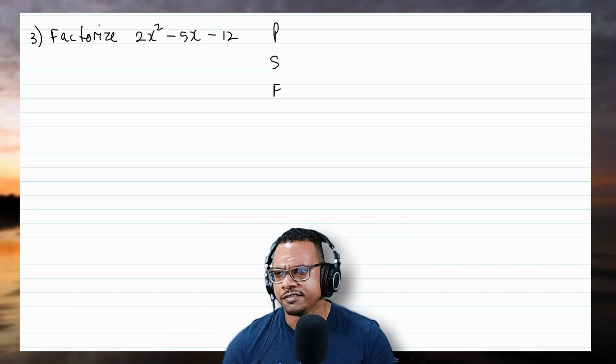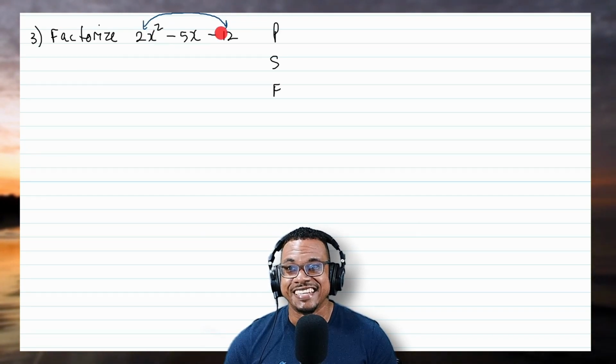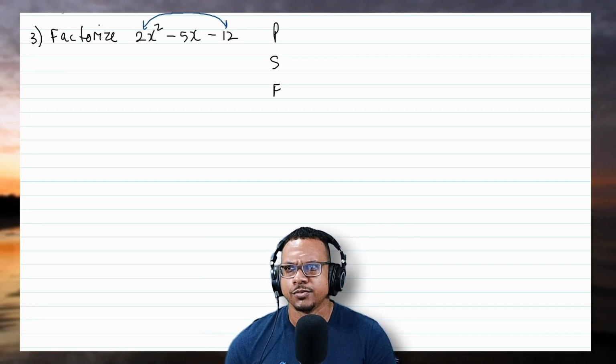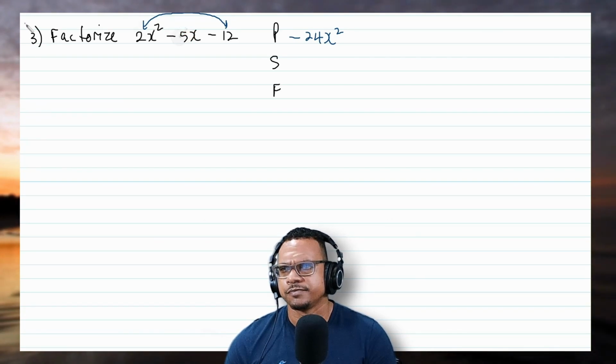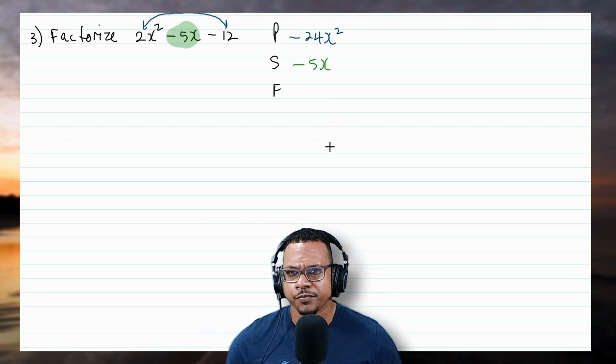So again, I'm multiplying the first term by the last term. So that's the 2x squared by the negative 12. So that'll give you negative 24x squared. And then for my sum, I'm going to have the negative 5x. Negative 5x, that's my sum.